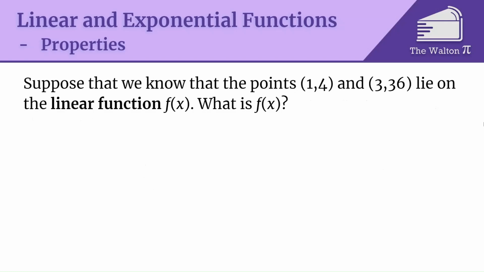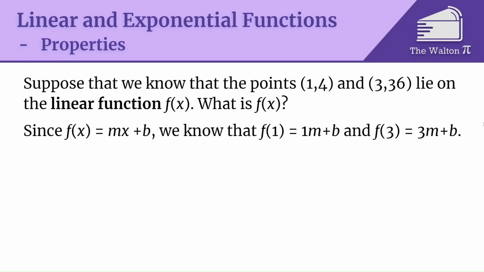Now, suppose that we know that the points (1, 4) and (3, 36) lie on the linear function f of x. What is that function f of x? So, f of x is going to be some line, so it's mx plus b. That means we can plug in our 2 point values. So we know that f of 1 is 1m plus b, and f of 3 is 3m plus b, from just our equation of the line.